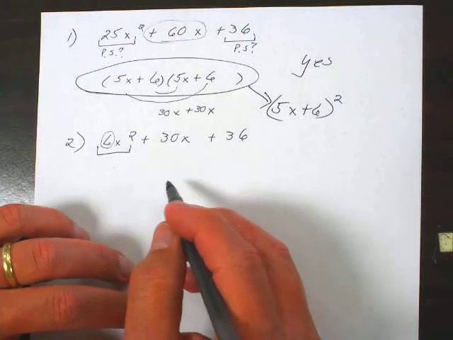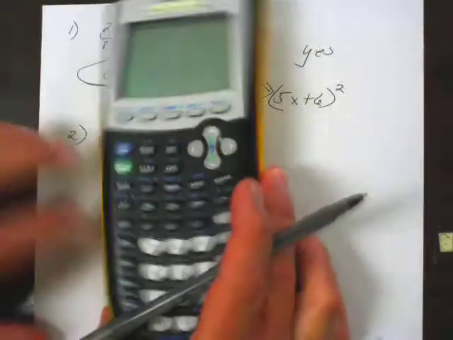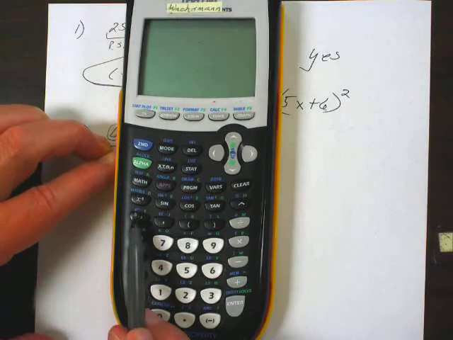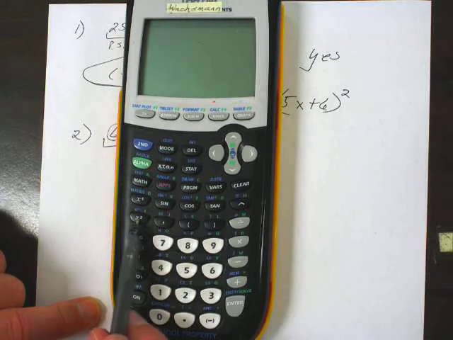No. How do you do the square root in the calculator? It's this button right here. You see the little blue? Okay, so it's second and then that x squared button.